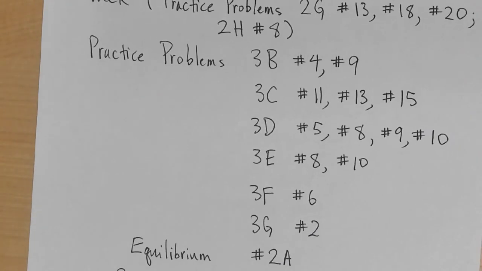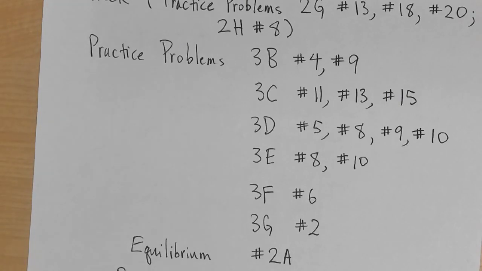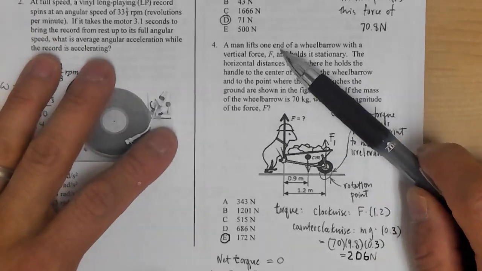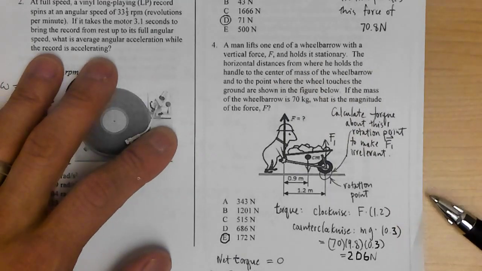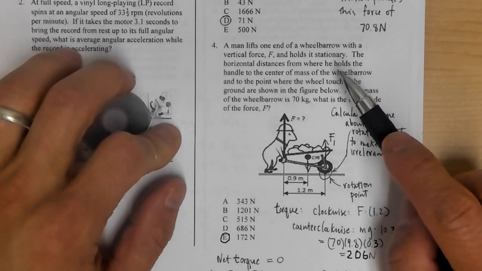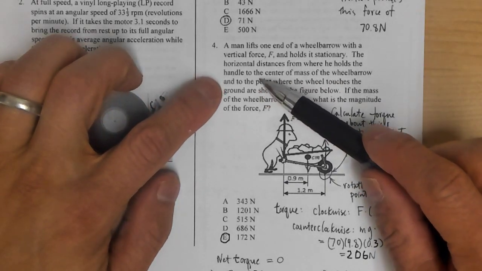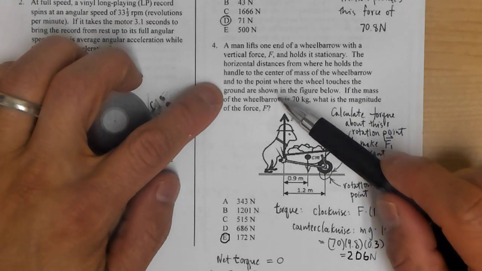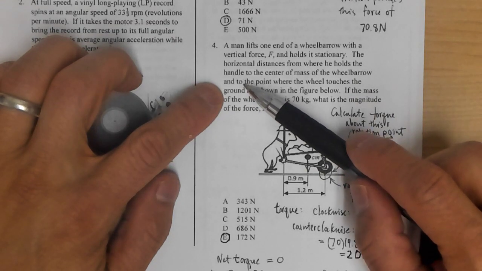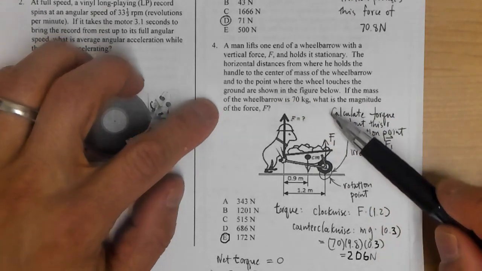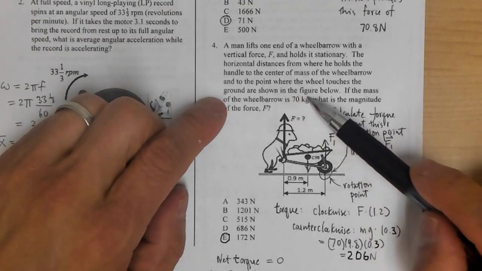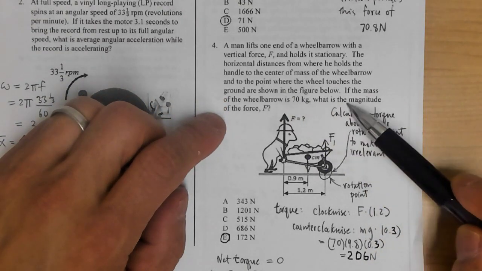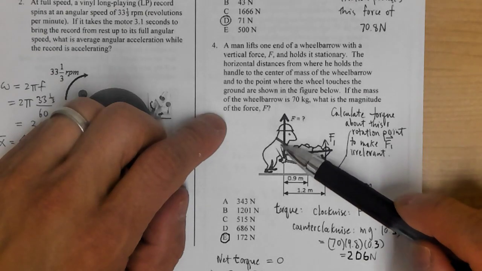First problem is 3B number 4. That's this problem. A man lifts one end of a wheelbarrow with a vertical force F and holds it stationary. The horizontal distances from where he holds the handle to the center of mass of the wheelbarrow and to the point where the wheel touches the ground are shown in the figure below. So here's where the wheel touches the ground. If the mass of the wheelbarrow is 70 kilograms, what is the magnitude of the force F, this force F?